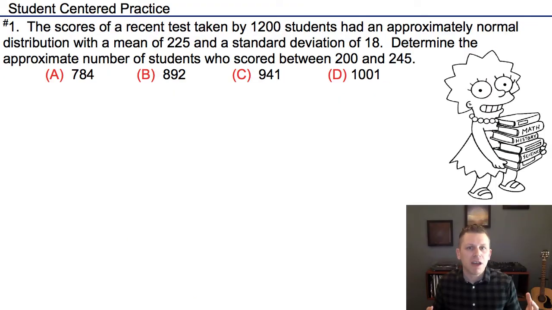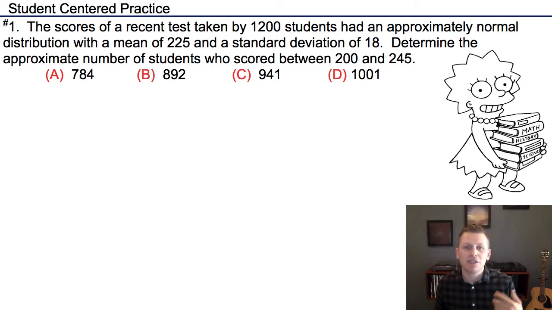In this problem, we have the scores of a recent test taken by 1,200 students, and they're approximately normally distributed with a mean of 225 and a standard deviation of 18. Here, determine the approximate number of students who scored between 200 and 245 on the test.